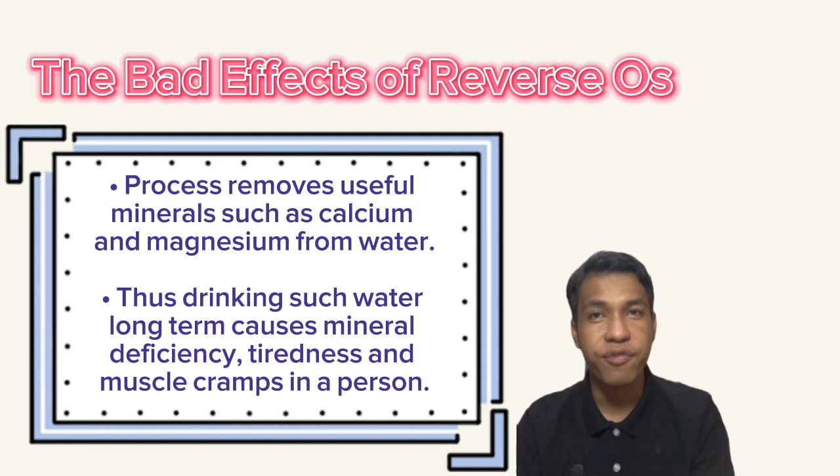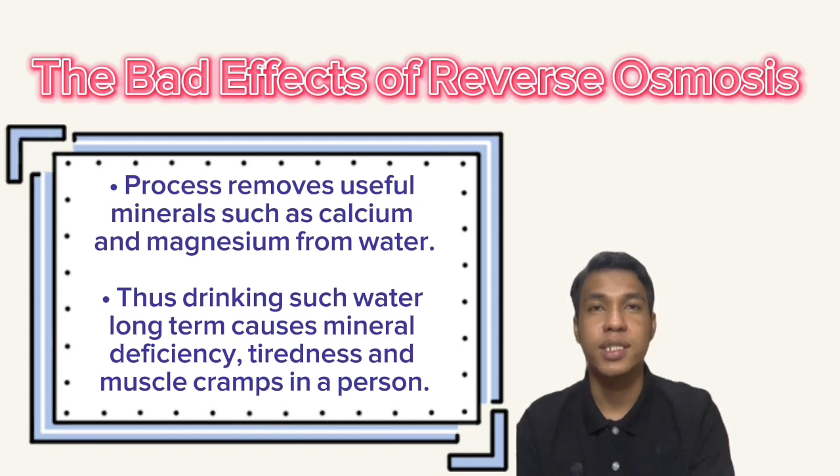Now, for the bad effect of reverse osmosis, the process removes useful minerals such as calcium and magnesium from water. Thus, drinking reverse osmosis water for a long term can cause mineral deficiency, tiredness, and muscle cramps in a person.